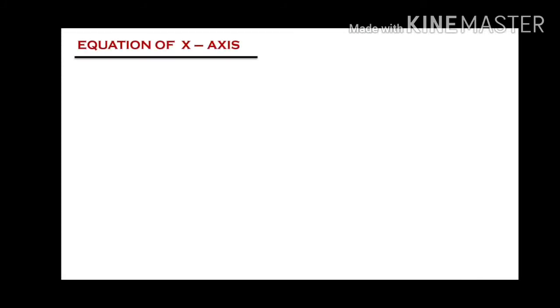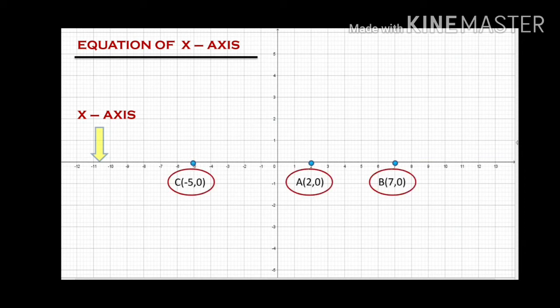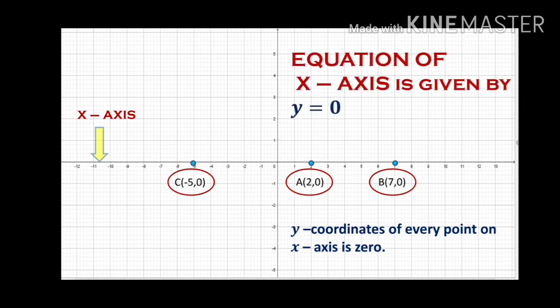Now let's look at the equation of the x-axis. As we know, this is the x-axis, that's the horizontal one. Suppose let us plot some points on this and name them. So you can see here the 3 points A, B and C. Everywhere the y coordinate is 0. You can see that 2, 0, 7, 0, minus 5, 0, because it doesn't move towards the y-axis, neither up nor down. That is not the positive y nor the negative y. So here we can say that the equation of the x-axis is always given by y equals 0. So you have to remember that one. The equation of the x-axis is y equals 0.